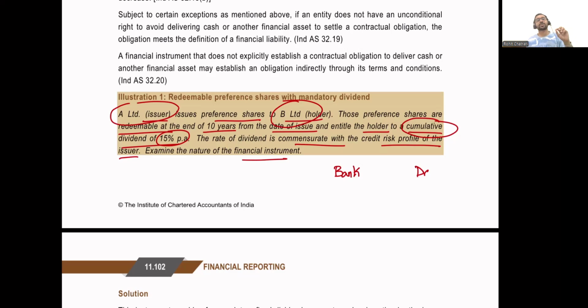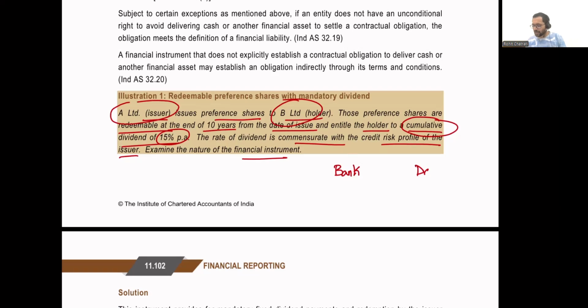The second characteristic is with regards to dividend. Does the entity have an obligation to pay cash with regards to dividend? The answer over here is also yes, because the entity cannot avoid making the payment of dividend. If the entity does not pay dividend in the current year, it is obligated to pay it in the next year. For example, let us say the first year is FY 24-25. If A Limited skips making the payment of dividend for FY 24-25, then in the next financial year it has to pay dividends for 2 years, for FY 24-25 and for FY 25-26.